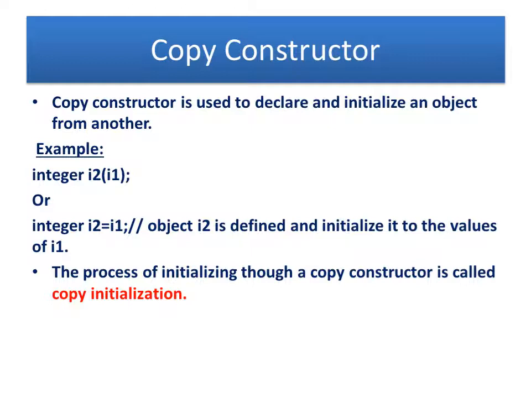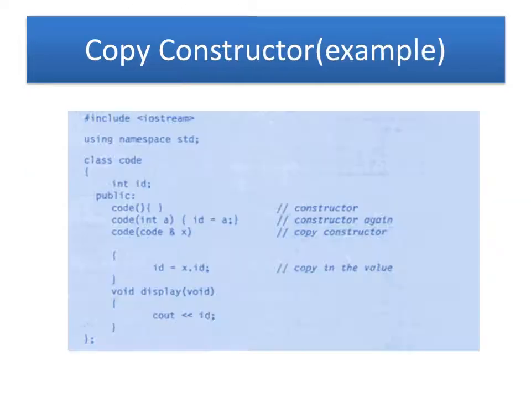So Integer I2, I'm passing I1. I1 is the object name. Either I may do the initialization like that, or else I may use the statement Integer I2 equal to I1. So here what happens? This I2 is defined, I'm creating an object I2, and also I am initializing the values of I2 with I1. This initialization process we call the copy initialization.